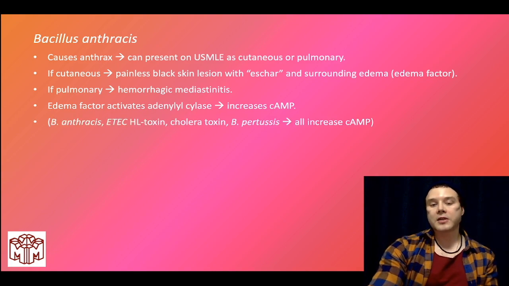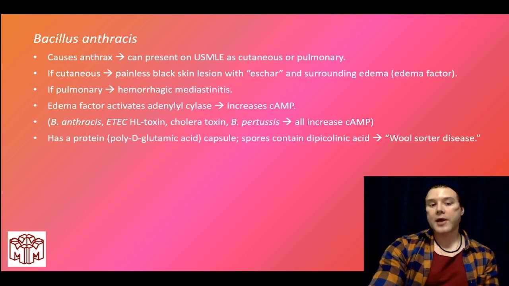And there's some other toxins for USMLE that also increase cAMP. We have ETEC, heat labile toxin, enterotoxigenic E. coli, causes traveler's diarrhea. Cholera toxin also causes profuse watery diarrhea, high volume rice water stools. And Bordetella pertussis, whooping cough. The latter actually inhibits G-alpha I, G protein, leading to an increase in cAMP. The point is, they all increase cAMP, okay?